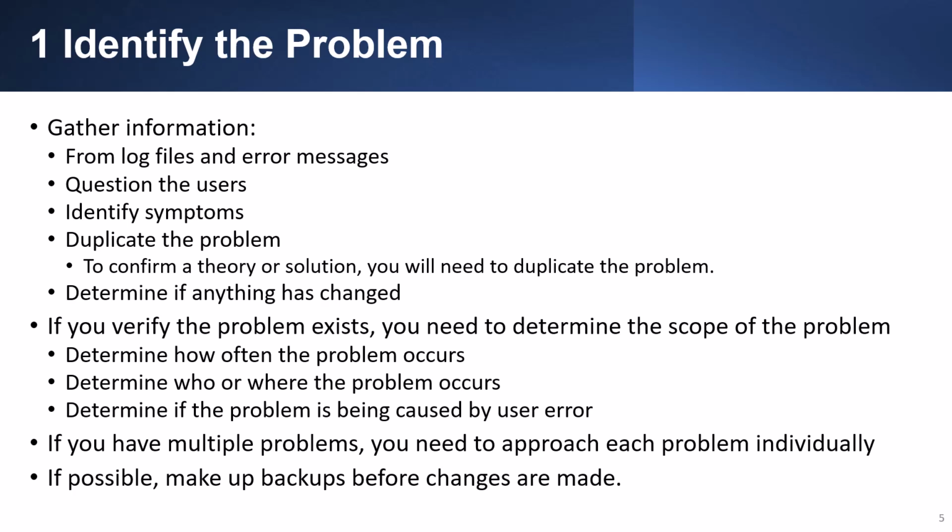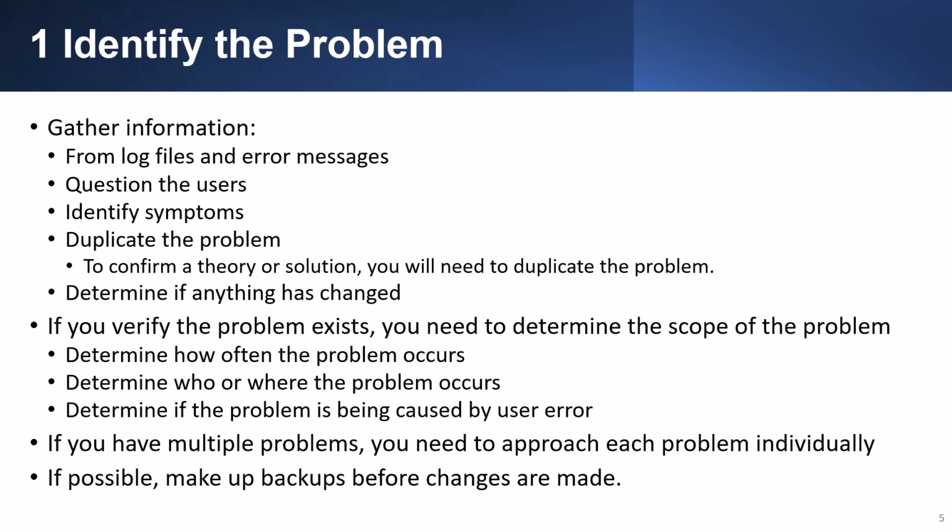If you verify the problem exists, you need to determine the scope of the problem. For example, does the problem happen only to one user or multiple users? Does it affect a specific site or location? Or does the problem only affect one specific application? When looking at the problem, determine how often the problem occurs. Does it happen every time, or does it happen randomly? Random problems are much more difficult to troubleshoot since you cannot always duplicate the problem on demand.